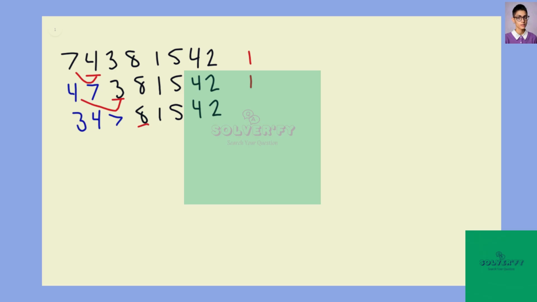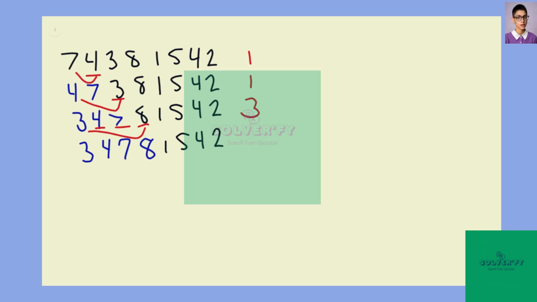So we'll grab the 8 and say, is 8 larger than 3? Yes. Is it larger than 4? Yes. Is it larger than 7? Yes. Okay, so 3 comparisons, all to find out we didn't need to move it. And so our list is 3, 4, 7, 8 for the sorted, and 1, 5, 4, 2 unsorted.